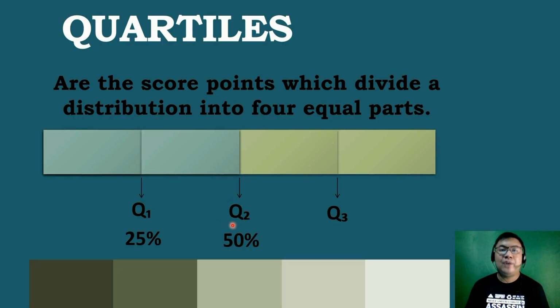The value of the quartile 2 and the median is equal to 50%, and then the quartile 3, also known as the upper quartile, is equal to 75%. And then quartile 4 here is equal to 100%.